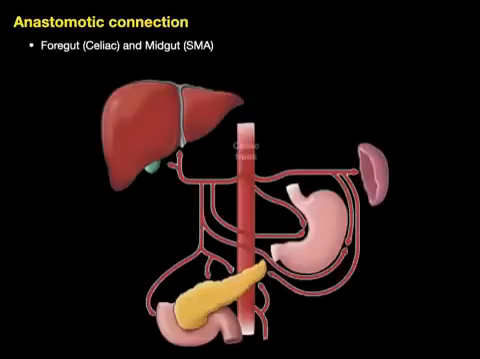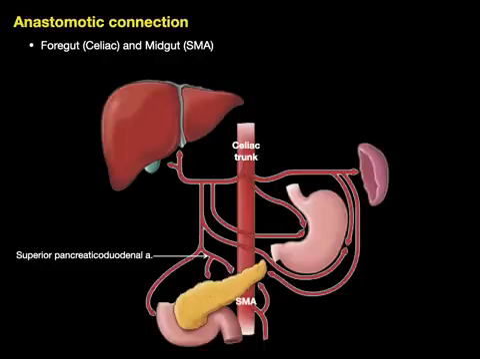And finally, there is an anastomotic connection between the foregut and midgut. So here we've got the celiac trunk, and there is its branches called the superior pancreaticoduodenal arteries, and there's the superior mesenteric artery with the inferior pancreaticoduodenal arteries. So between these pancreaticoduodenal arteries, we have an anastomotic connection between the foregut and midgut arterial supply.